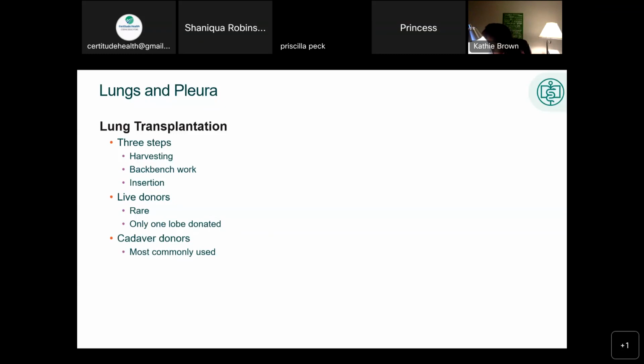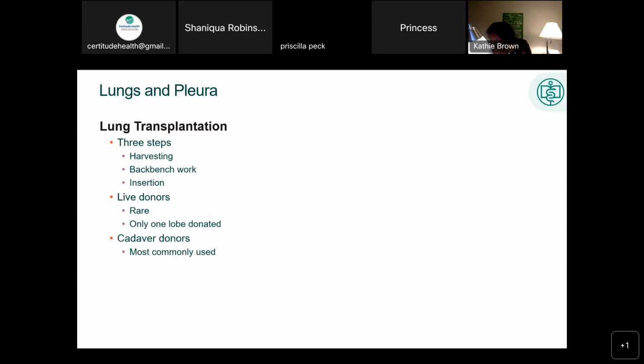When they say backbench work, what they mean, well, actually, sorry, let me back up. When they say harvest, that means they're actually taking it from the donor. Backbench work is prepping the donated lung, making sure that it's going to fit. Like they'll trim it, they'll clip it, they'll make sure that the vessels or whatever that's attached to it are going to fit appropriately to the new patient, the recipient. So that's what they refer to as backbench work.